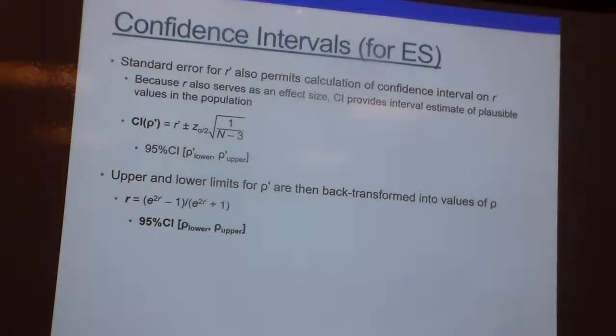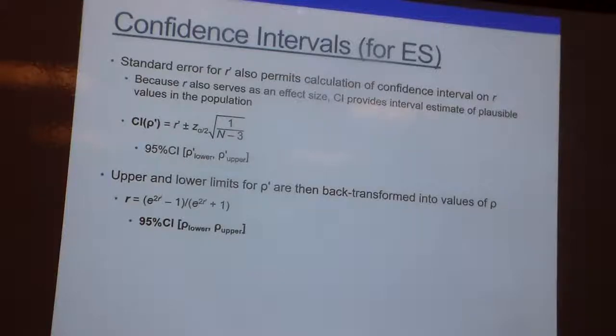1.96, right? So if it's a 95% confidence interval, it's 1.96. If it's 99, it's 2.58. If it's 99.9, it's 3.29, right? So we're going to use our critical value here multiplied by 1 over n minus 3, okay? Now the tricky thing here is that this is going to give us a confidence interval, a lower bound estimate of rho prime and an upper bound estimate of rho prime. Is this what we want?